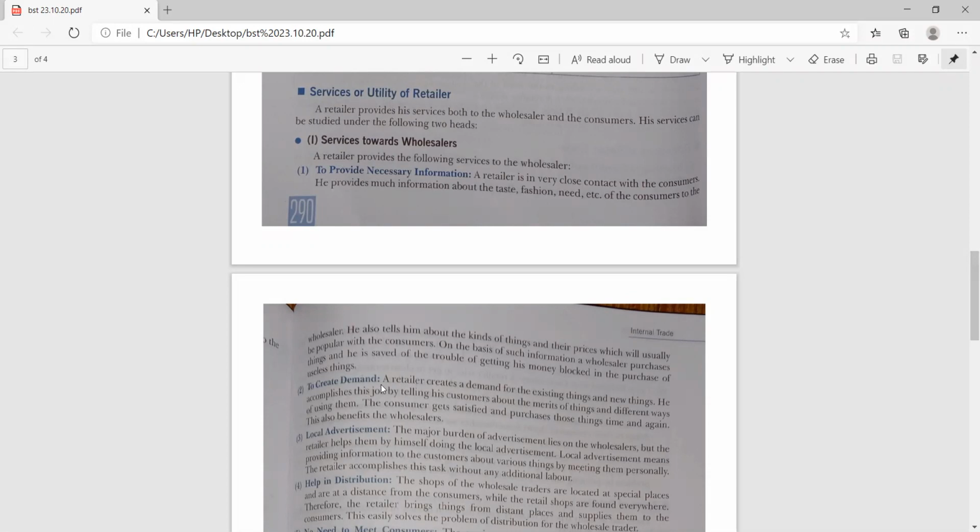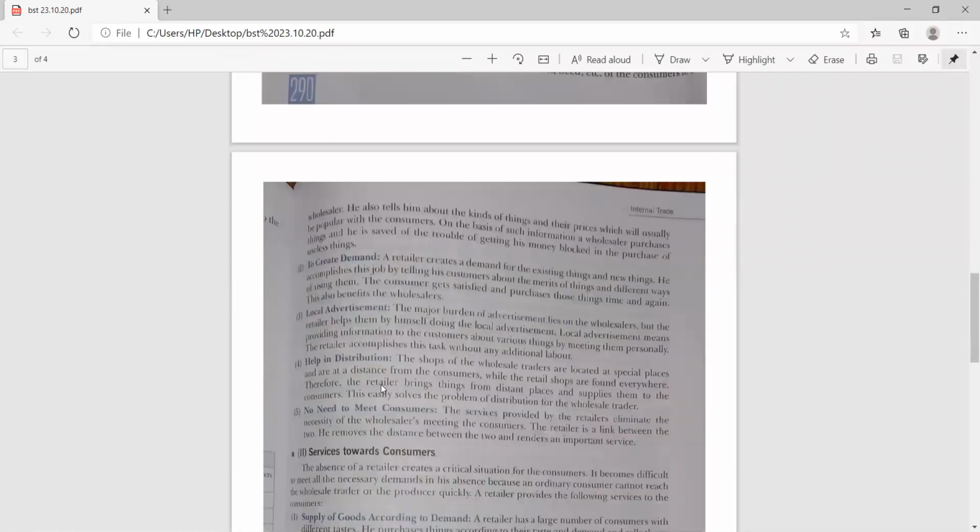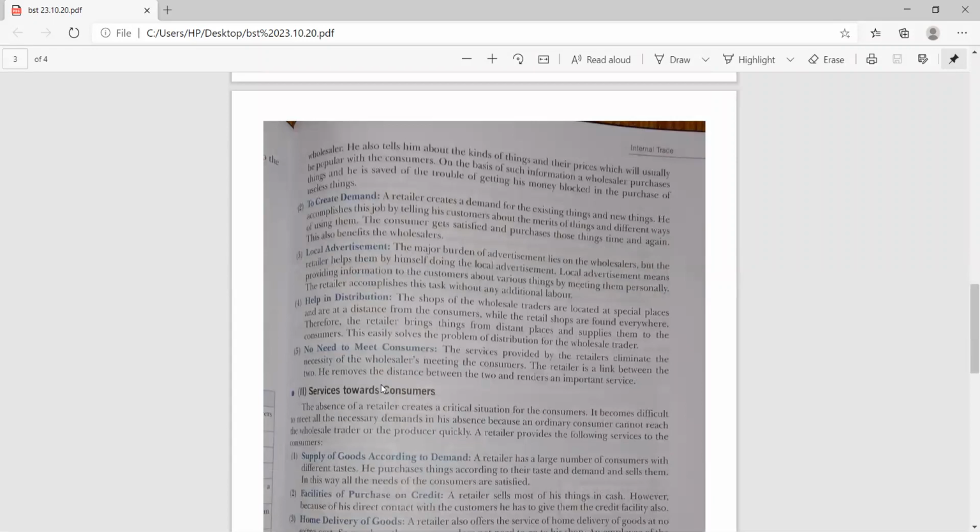To create the demand, a retailer creates demand for existing things and new things. Many times you have seen when you go to retail shops, the shopkeeper tells you this is a new product launched by so and so company, and this one is very good, results are very good, demand is very good in the market. What happens in that case? You are always eager to buy that product. You develop a curiosity that you just want to use it once. Does it ever happen to you? Yes, it happens to us. It's human psychology, my dear.